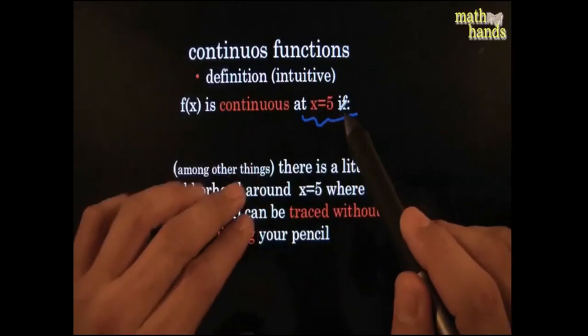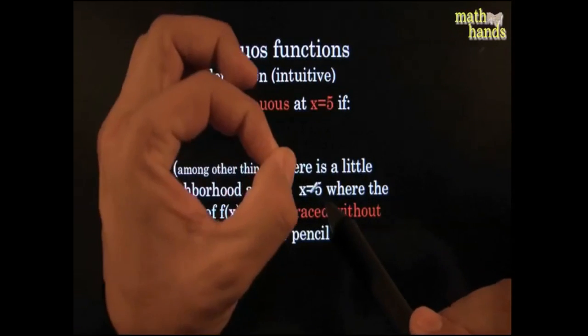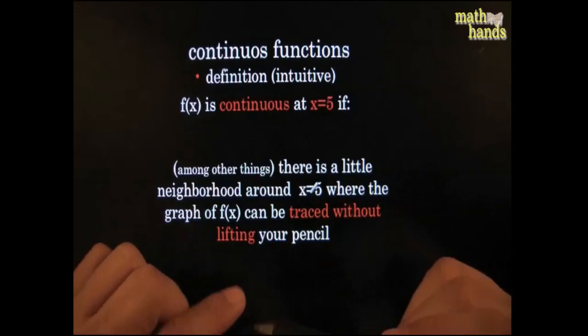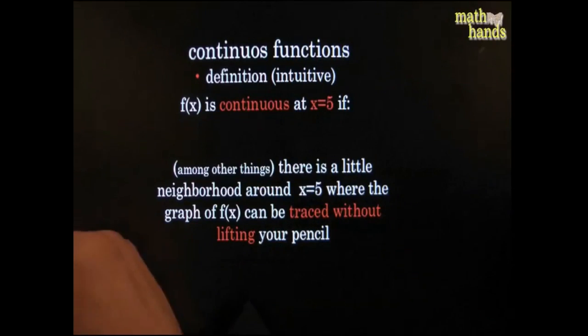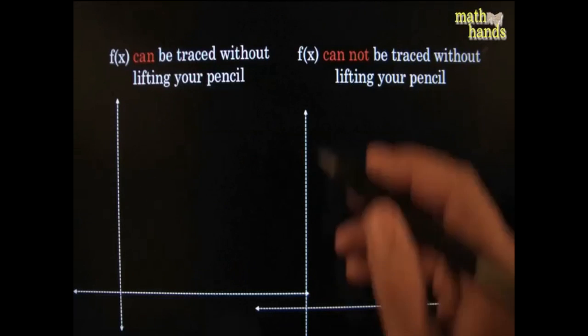F is continuous at a point 5 if, among other things, there's a little tiny neighborhood around 5 where the graph can be traced without lifting your pencil. Now, what exactly does that mean? Compare these 2 graphs.